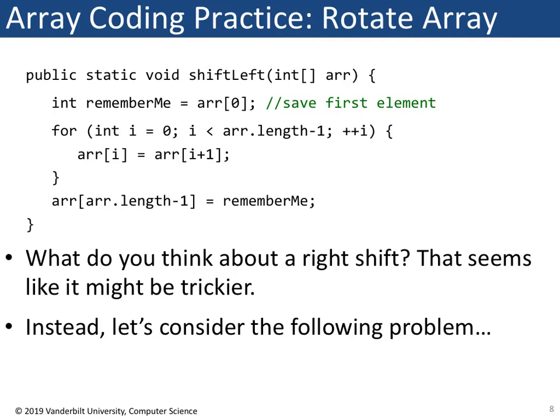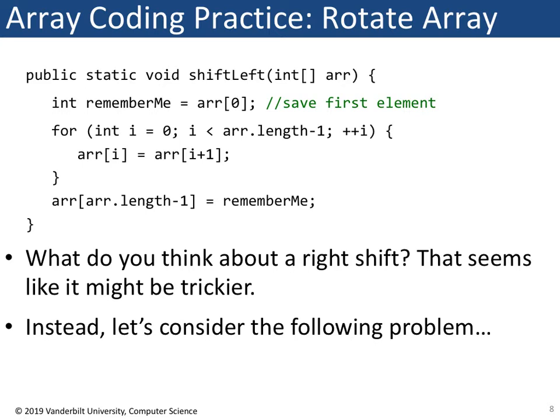But that leaves the last element unset, so we need to take our temporary value that we saved from the first element and store it into the last element in the array. So this works for a left shift. What about a right shift?